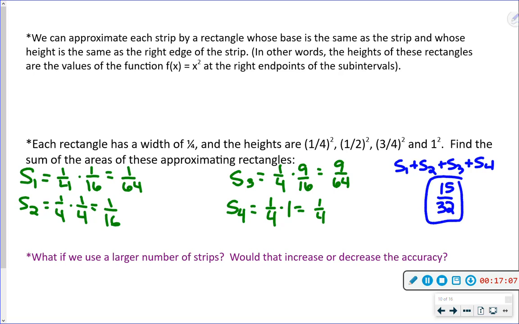Now, here's a question for you. How accurate do you think that is? Not very. I question it, right? Would it be more accurate if I had more rectangles? Yes, if I split it into smaller and smaller strips. That's where our limit comes into play, going to infinity. We want to estimate this area under the curve as exactly as we can. So if we use a larger number of strips, it will be more accurate. I'm going to put increase here quick to answer that. And let's get to it. Okay, see, we're cruising along.